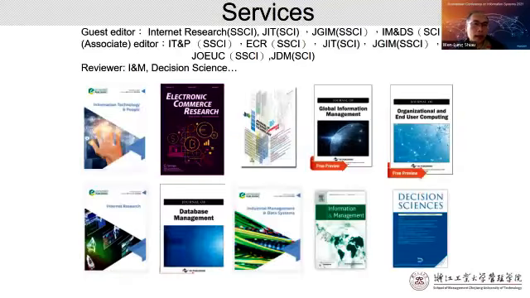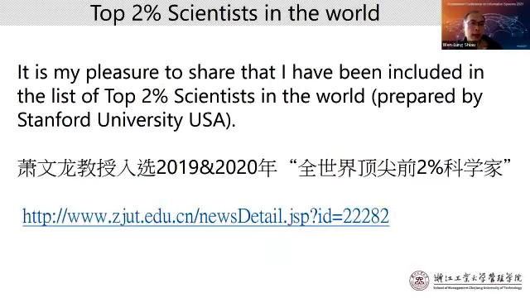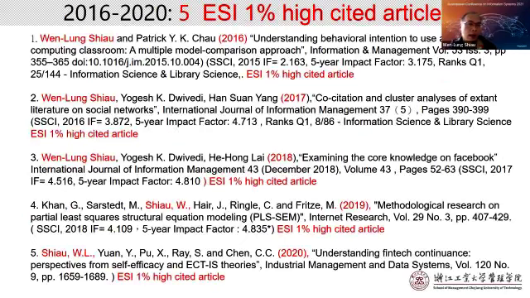I did so many surveys on the journals and published many papers. It's also my pleasure that I've been included in the list of the top 2% scientists in the world in 2019 and 2020. And in the past 5 years, I published one highly cited article every year. So you may refer to these articles.